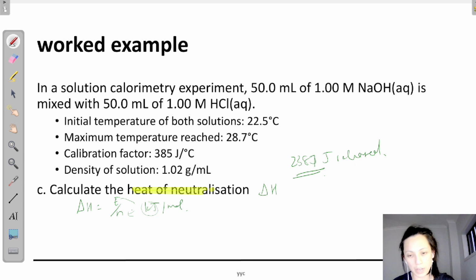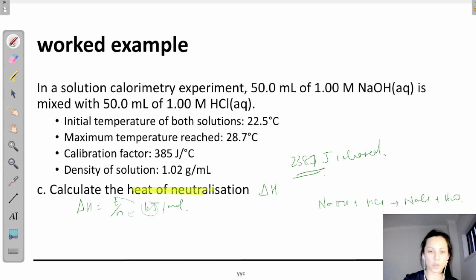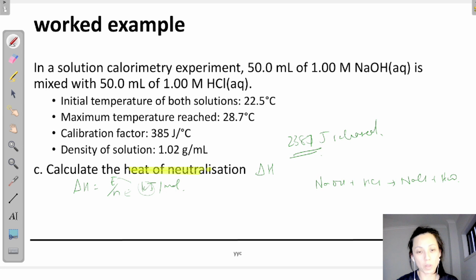Given that our reaction looks like this, and I'm not going to put the states, I'm just showing you for reference. The great thing is everything's a 1-to-1 ratio. So it doesn't matter which substance's moles you're going to use. You can use either sodium hydroxide or hydrochloric acid. And luckily for us, they're both the same value. So since I already have E, what I need to do is calculate the number of moles.